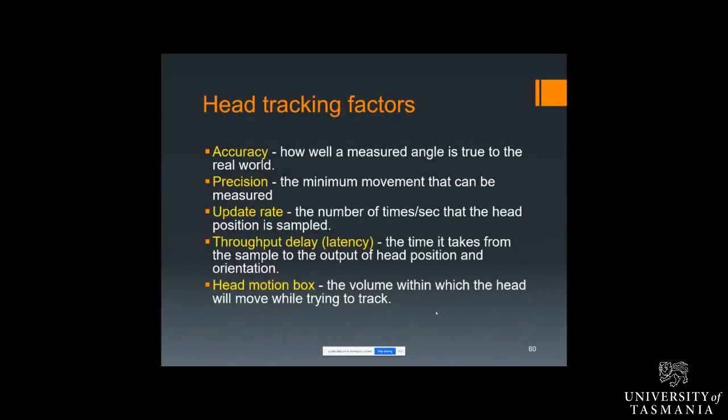Precision is the minimum movement that can be measured. Accuracy and precision: think of precision as a resolution. This is how best you can do, but accuracy is usually a bit worse than the precision itself, unless you have clever algorithms to work that out.